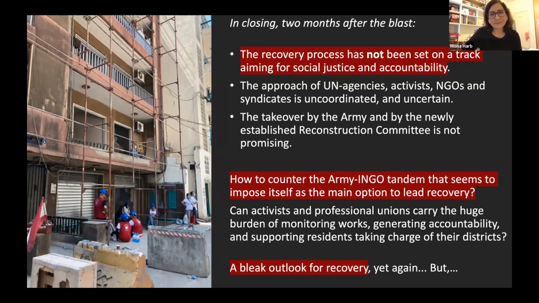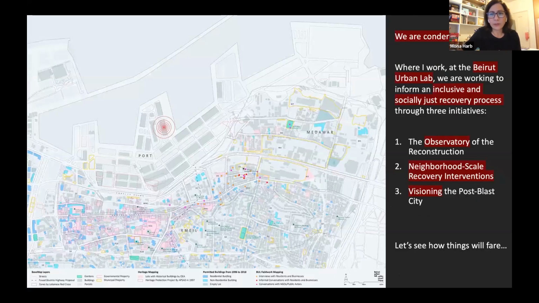But I mean, we live in a region where we are really condemned to hope. Yani, Palestine taught that to us many years ago, right? So we cannot do anything but try to work and try to inform the recovery to be as inclusive and as fair and as accountable as possible. And this is what we're trying to do in this Beirut Urban Lab of ours with an amazing team of people with whom we're trying to work on these 3 tracks I highlight here.